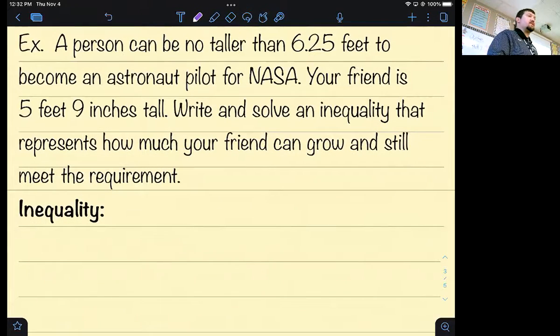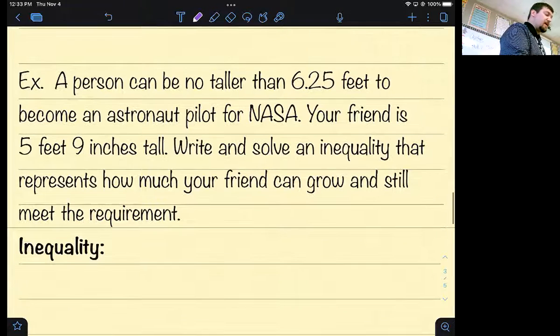A person can be no taller than 6.25 feet to become an astronaut pilot for NASA. Why do you think NASA has a height requirement for their space pilots? What do you think, Alexis? Yeah, you're launching into space, right? So it's not going to be super big. So you can't be any taller than 6.25 feet to become an astronaut pilot. Your friend is 5 feet 9 inches. Write and solve an inequality that represents how much your friend could still grow and still qualify to be a pilot.